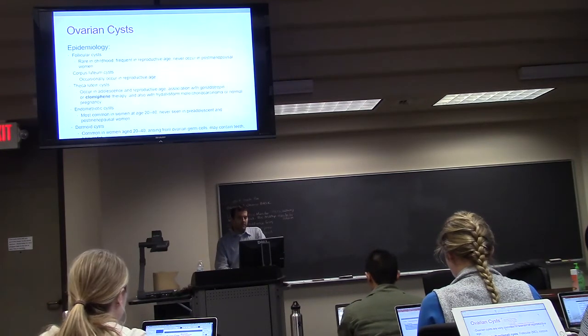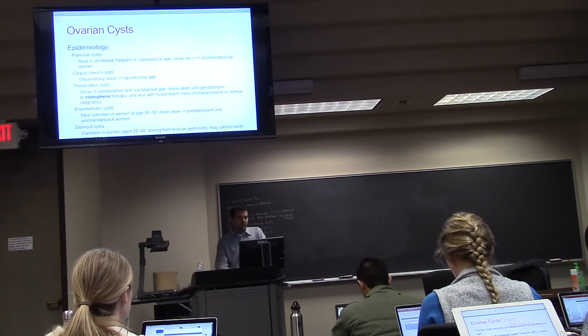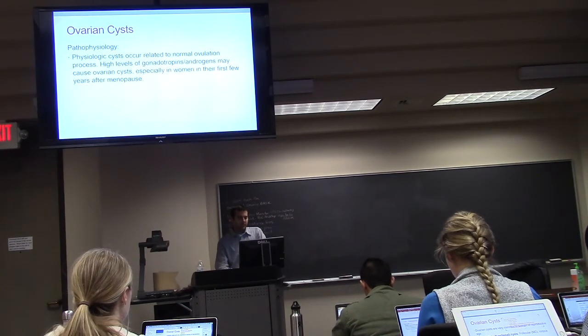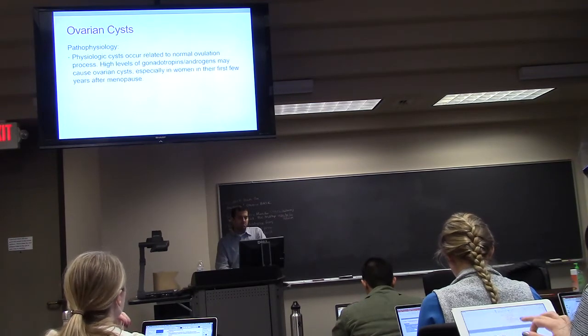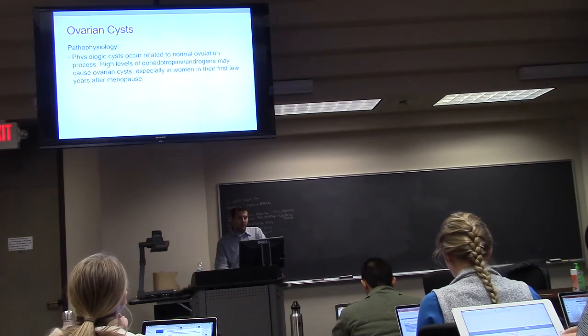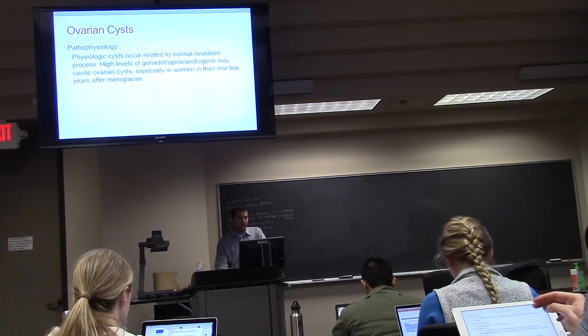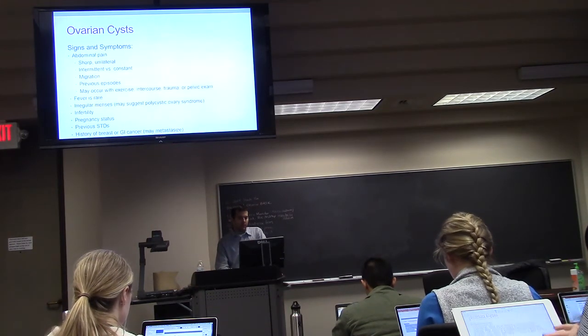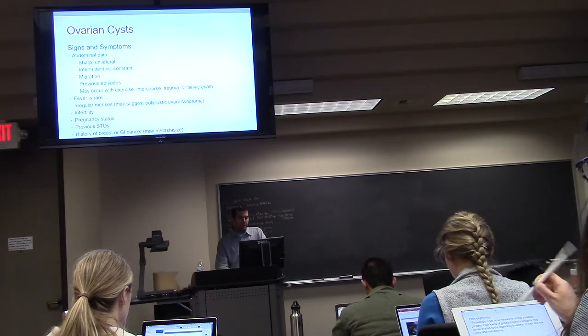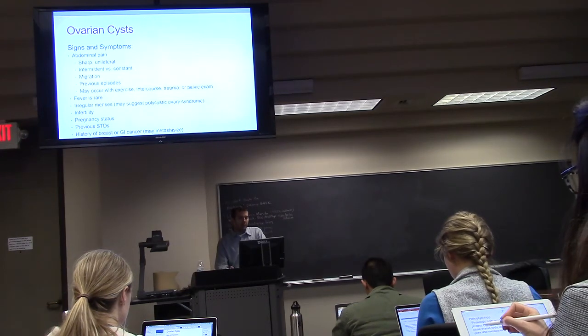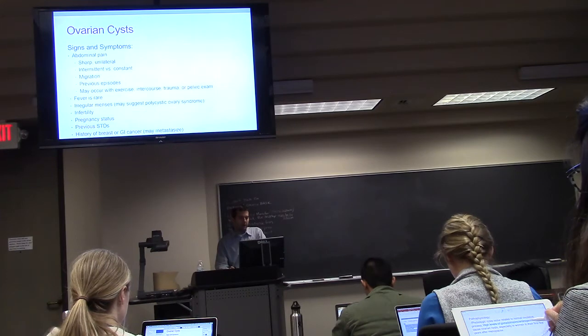Lots of different kinds of cysts, and you can read them up, too much to get through. Related to normal ovulation, higher levels of gonadotropins can cause ovarian cysts. And abdominal pain, sharp unilateral, previous episodes may occur with exercise.